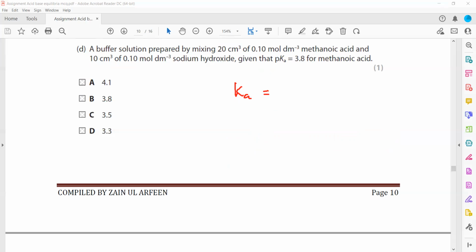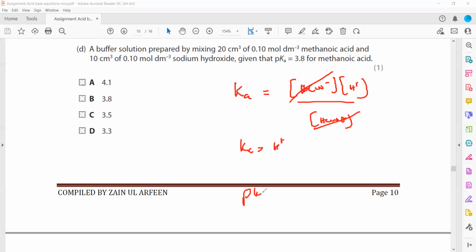So the dissociation constant is the products, which in this case are HCO and H, divided by the concentration of HCOH. Because these are the same concentration, they cancel out each other. So we can say Ka is equal to H, or we can also say pKa is equal to pH. So pKa will be equal to pH. So if pKa is 3.8, what should the pH be? The pH should also be 3.8.